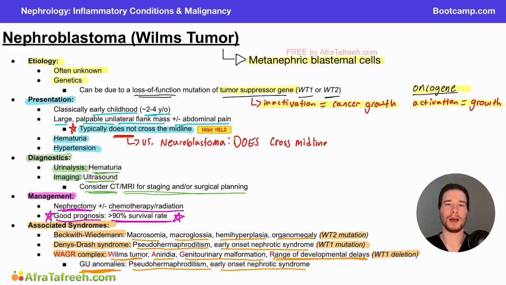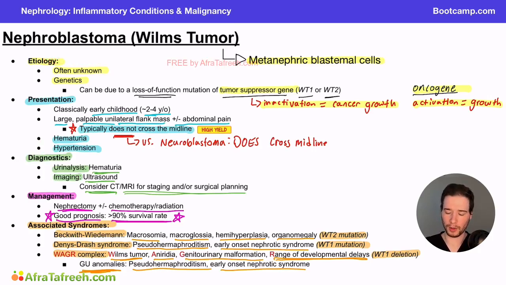Just a quick review of this video highlighting the main points here. So nephroblastoma or Wilms tumor made of metanephric blastemal cells. Etiology is often unknown. However, there are some genetic associations, which we talked about here in the associated syndromes. We have a few different ones. Presentation here is going to be in a child, right? We're not typically going to see this in a really old individual, at least for test-taking purposes. We're also likely to see some other renal findings, including hematuria or hypertension, although not always.